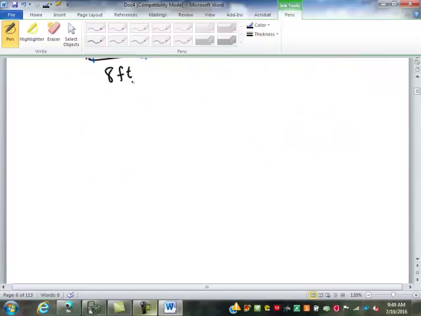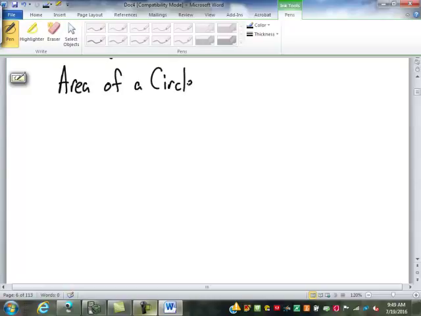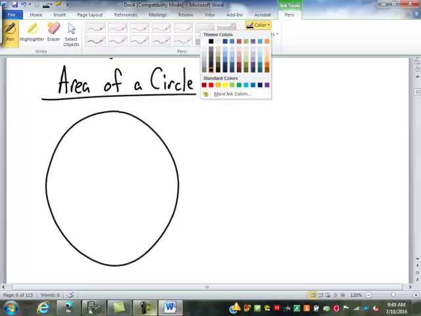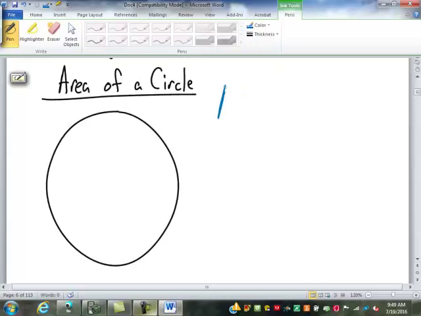Well, we've played with the perimeters and circumferences a bit. Let's bite off the area of a circle. Now, most of you know the formula for the area of a circle. Can anybody tell me it? Pi times what?